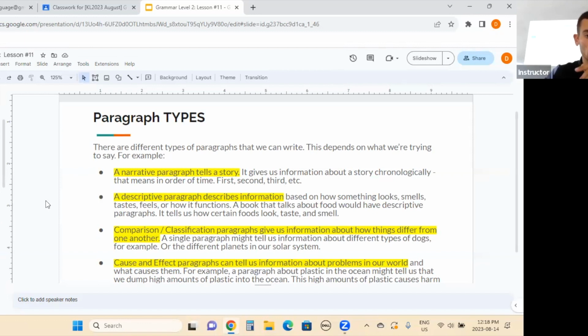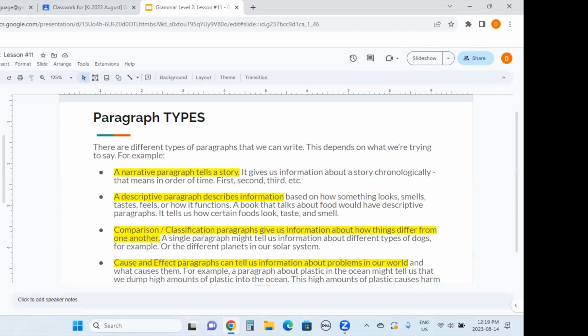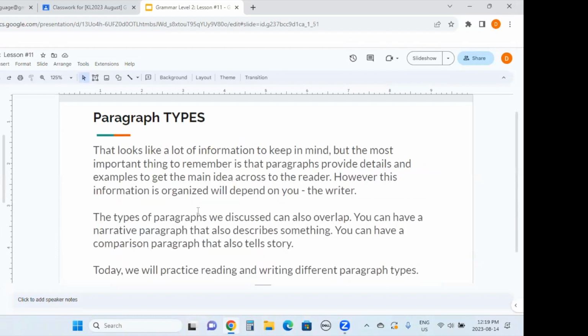Of all 4 of these types, cause and effect, you see that more in essays. You see narrative paragraphs with stories. You see descriptive paragraphs pretty much everywhere. And then comparison and classification, usually you get those on reports, like science reports. Any questions on this slide, you guys? No questions? Okay, Nicole and Martin, any questions from you guys? No. Okay, good.